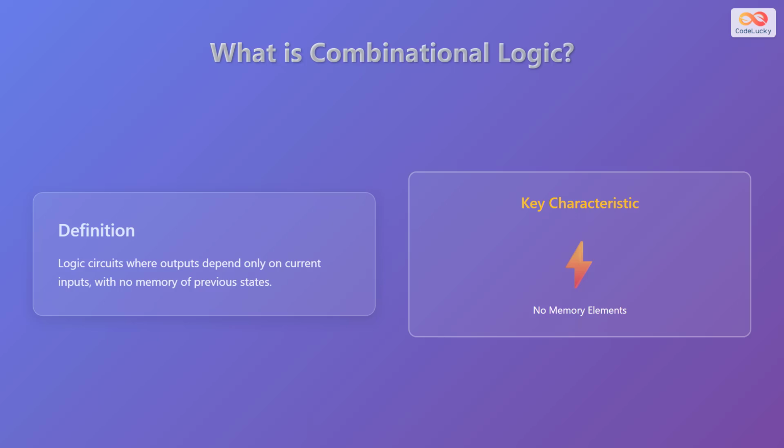So, what exactly is combinational logic? In simple terms, combinational logic circuits are those where the outputs depend solely on the current inputs. These circuits do not have any memory of previous states. Think of it as a direct cause and effect relationship. The output is a function of the present inputs only. A key characteristic of combinational logic is that it has no memory elements.